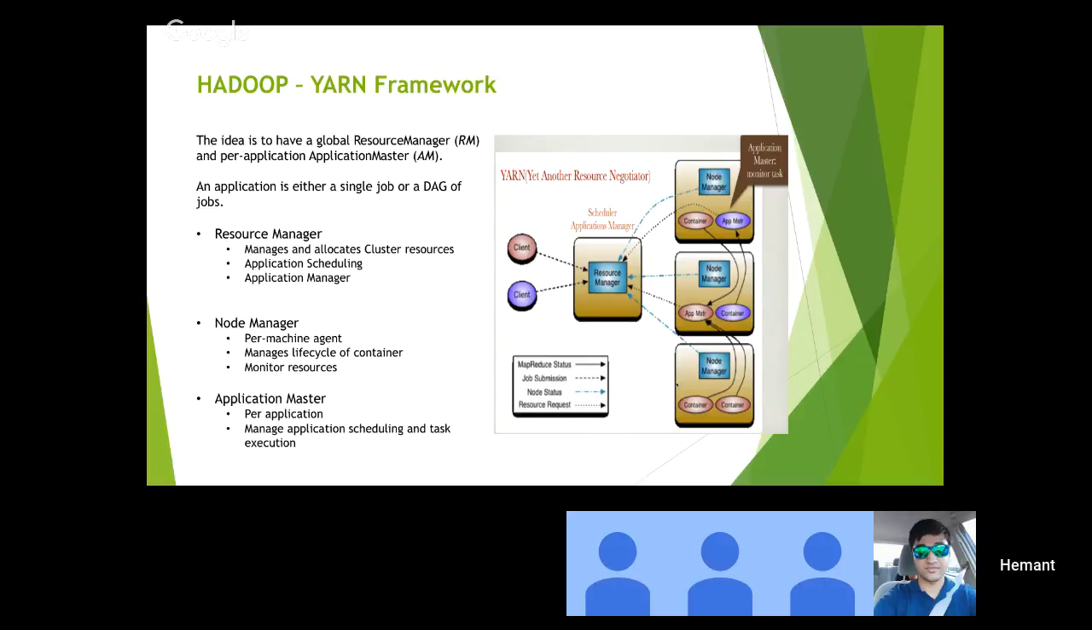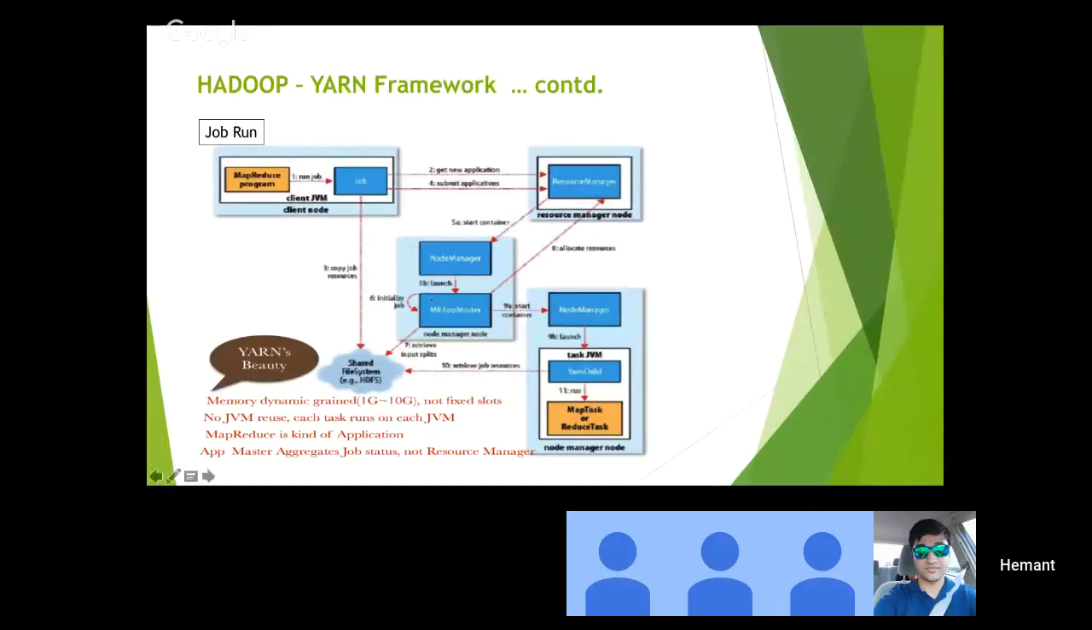Yeah, this is one of the examples which tells you how a job is actually executed in Hadoop, and how the different components we discussed, like the MapReduce program, HDFS, and node manager, come into the picture.